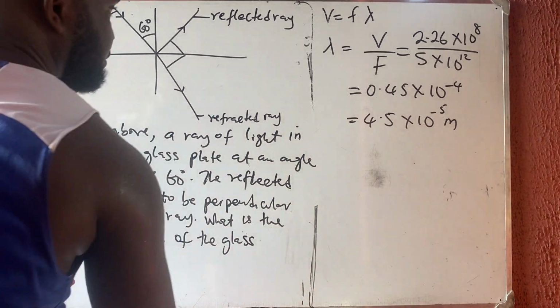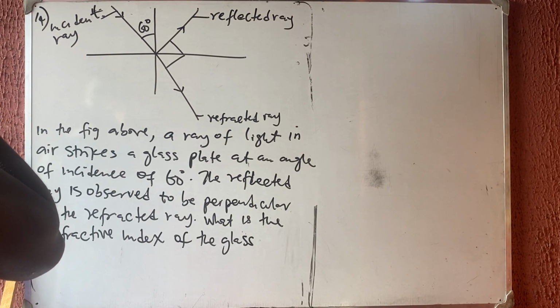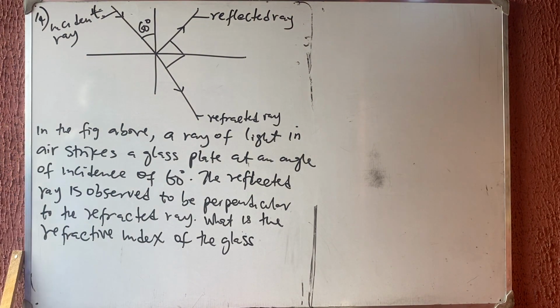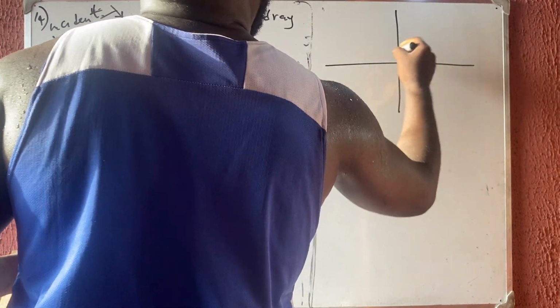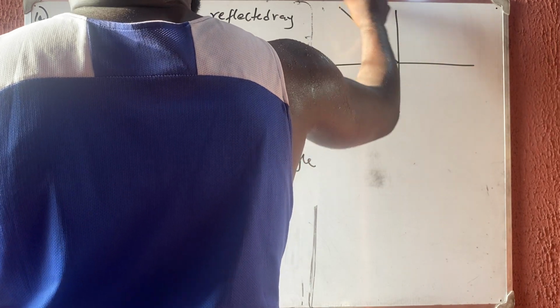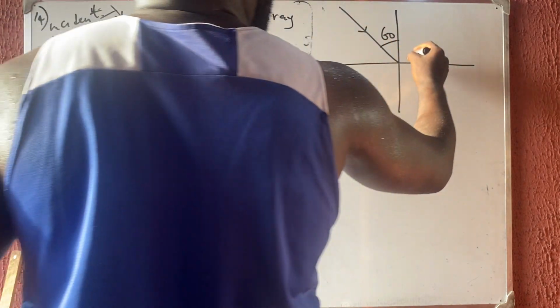Okay, so what do we do now? Okay, now if we have this, let's have this now. Having that, this is 60 degrees, okay, and then this is the reflection.